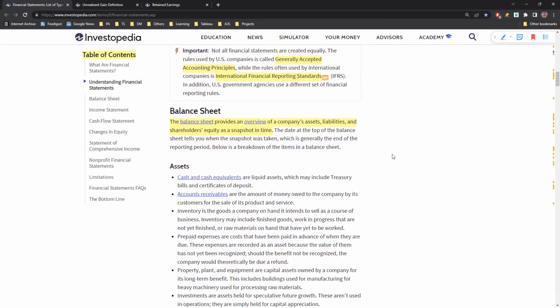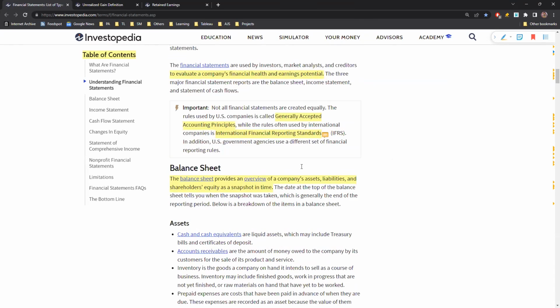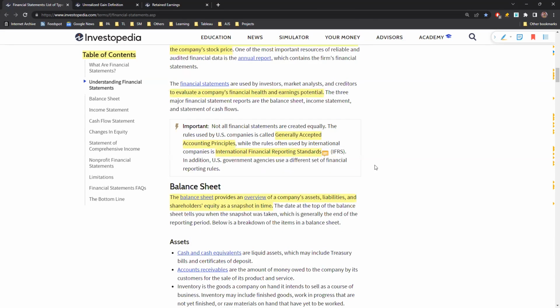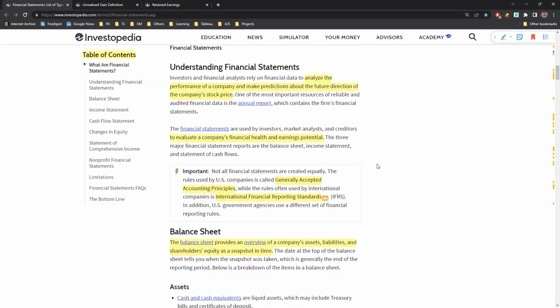So that is pretty much a brief about what financial statements are and why they are used at the core. Now let's get into each of these financial statements. The first of them, most of us may be familiar with, is called the balance sheet.